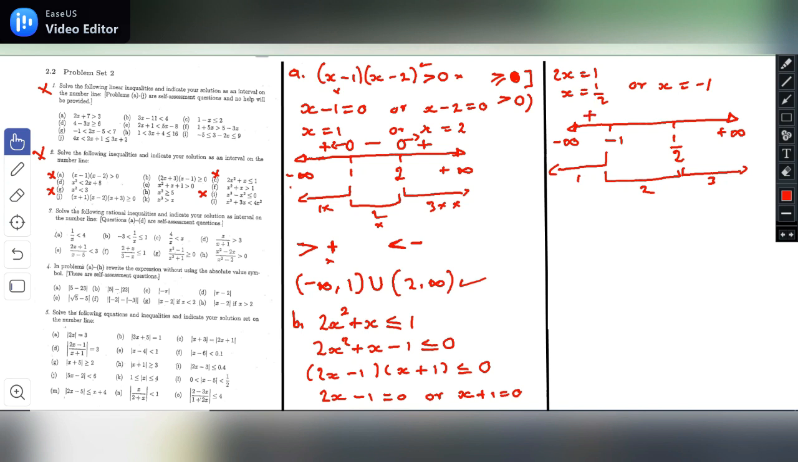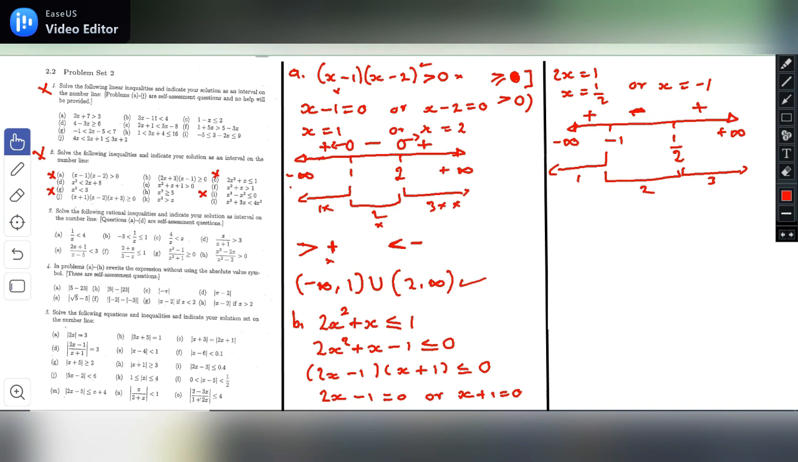And now we're going to choose a value between negative 1 and 1 over 2. You can choose 0. After choosing 0 and plugging it into the original equation, you're going to get a negative sign. It means here it's going to be negative. And now we go to the third one, from 1 over 2 to positive infinity. We can choose 3, or you can choose 4 or 5, it's up to you. After plugging it into the original equation, you're going to get positive.